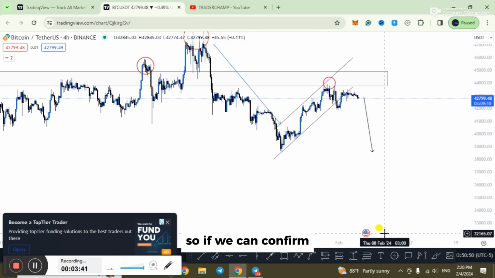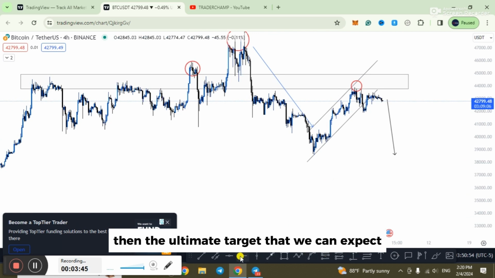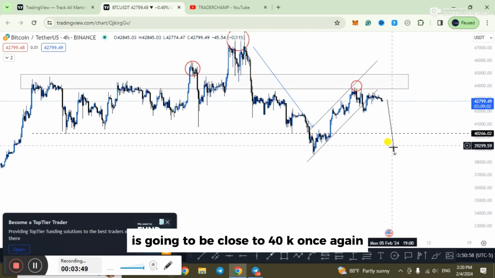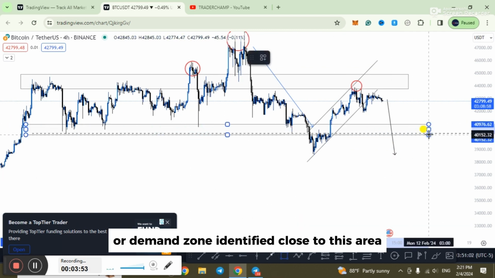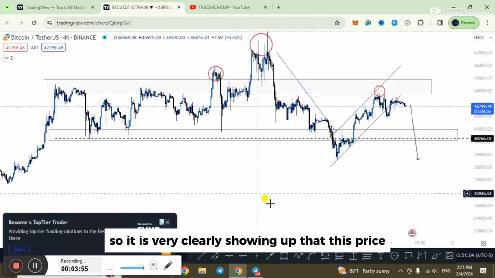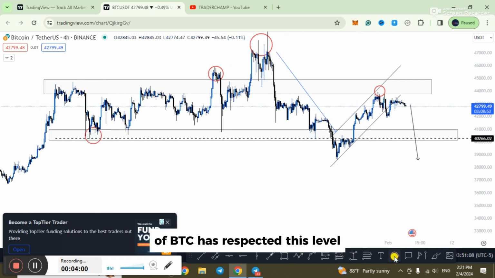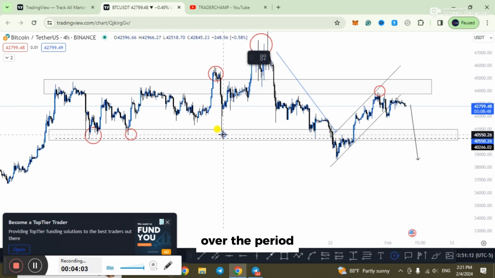So if we can confirm a downside momentum, then the ultimate target that we can expect over the period is going to be close to 40k once again, since we have a support identified or a demand zone identified close to this area. So it is very clearly showing up that this price of BTC has respected this level as a major support or a demand zone over the period.